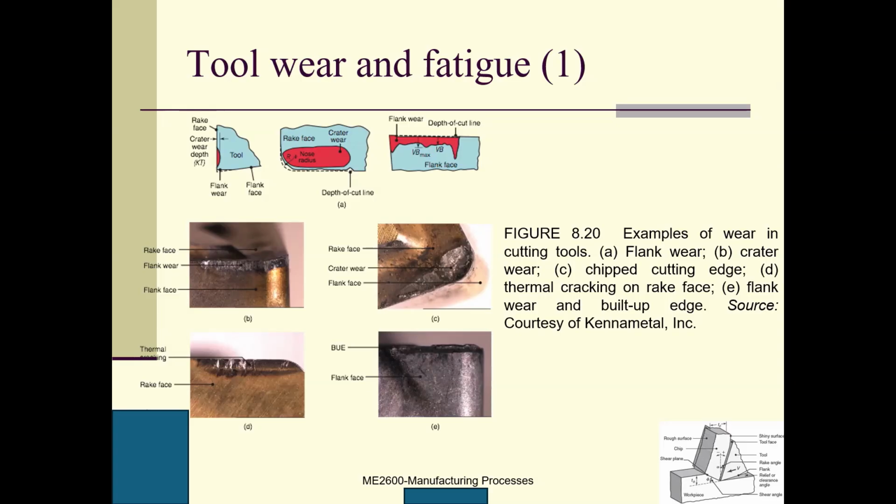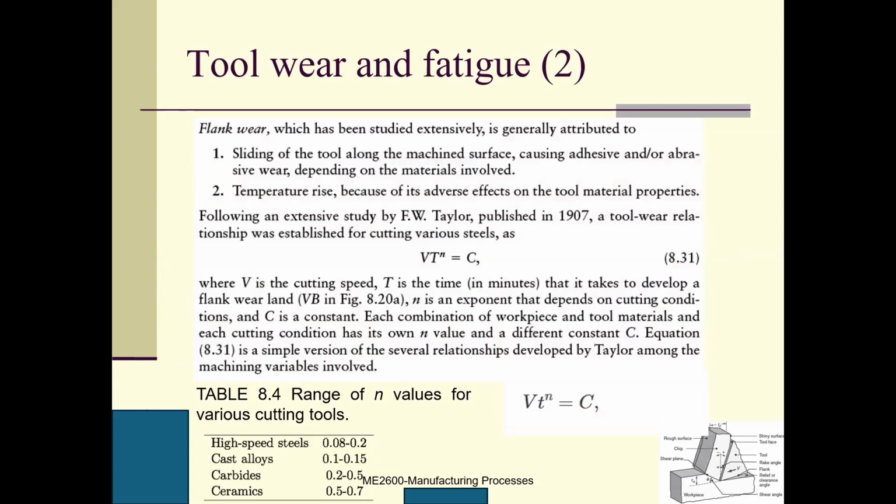This is BUE. It's not happening all the time. So it depends on what kind of material you are using for the tool and what kind of material you are using for the workpiece. The D is thermal crack. The E is flank wear and built-up edge. So, two wear types, and here is the genius.